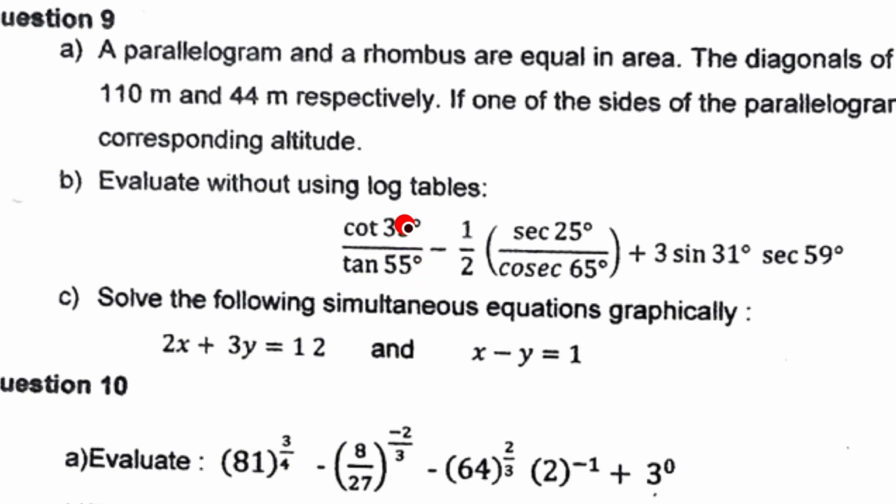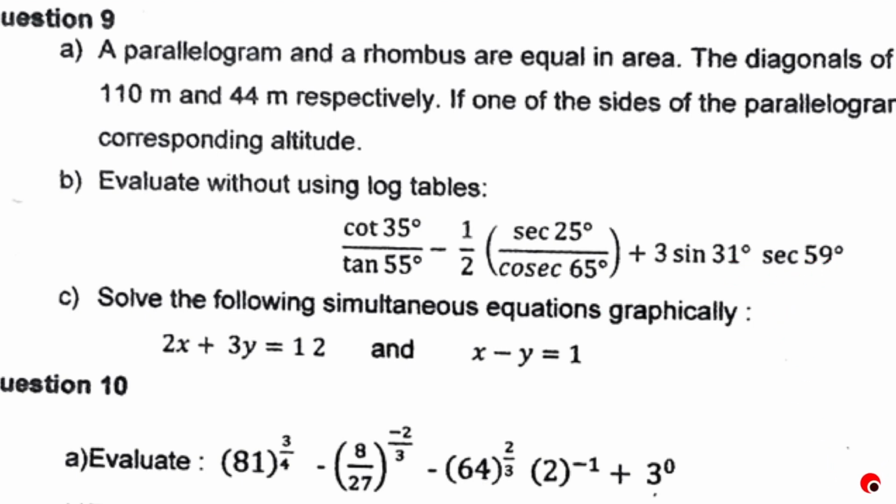So cot 35 and tan 55, this is one fraction. Add these two. Do you get 90 degrees? Yes. So these two are complementary angles. So we have to substitute the value of one in terms of the other. Look at this sec and cosec. This you add 25, 65, you get 90. And 59 and 31, again you add, you get 90.